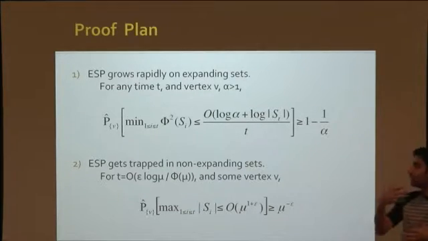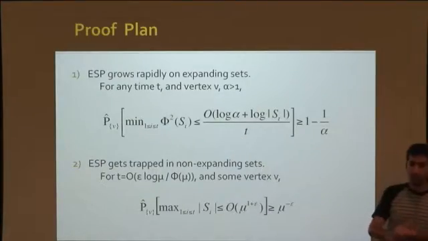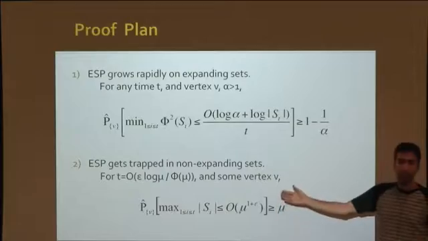Okay, so these two basically contradict each other. One of them says, either you find a good non-expanding set, and then you're done, or if you don't, then your process should go very fast. But you cannot grow very fast because there is a target non-expanding set. So this means that with some probability, you should grow slowly. So you should be able to find a small non-expanding set.